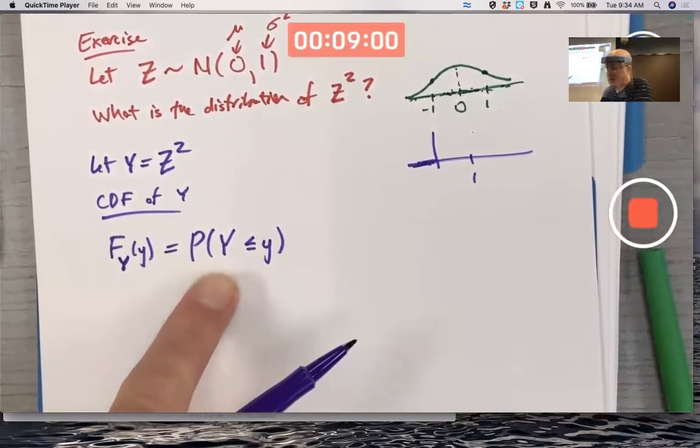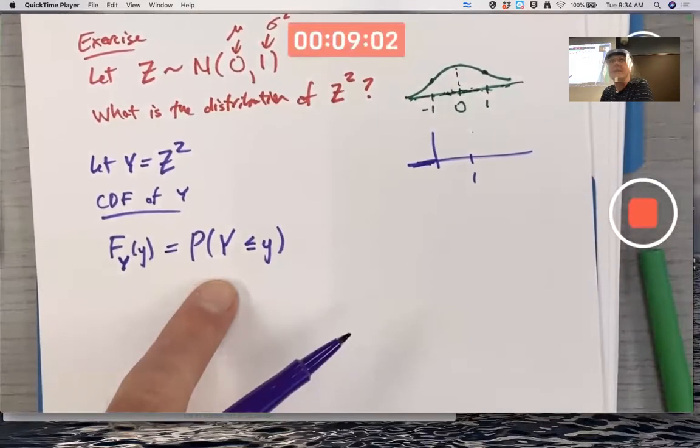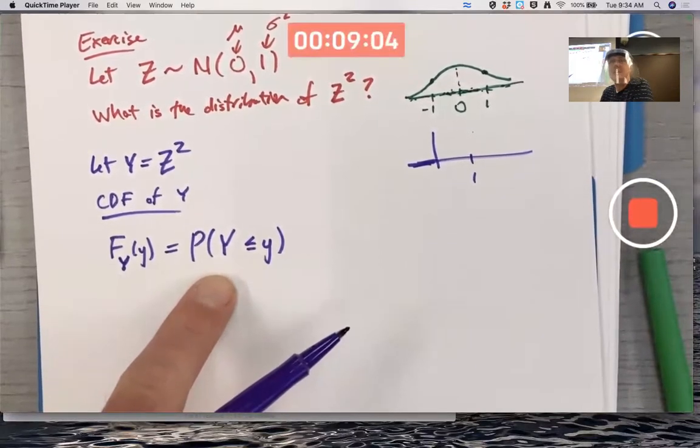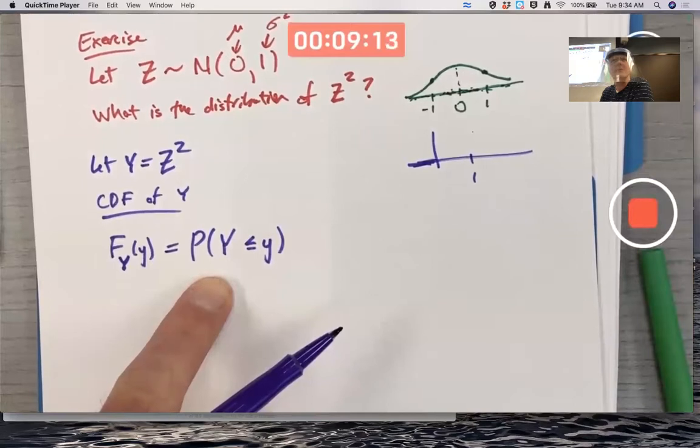The way you compute it is different, depending on whether it's discrete, continuous, or mixed. If it's discrete, you compute this as a summation. If it's continuous, you compute this as an integral. And if it's mixed, well, that's not so clear at the moment. Maybe some sort of combination of summations and integrals, maybe.